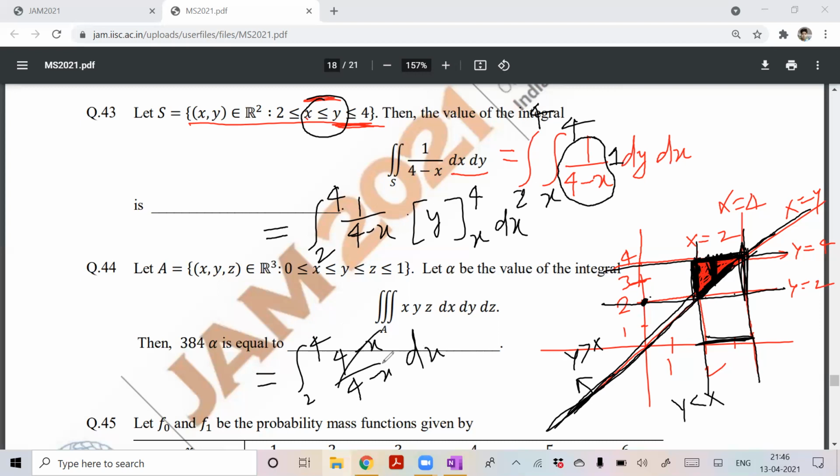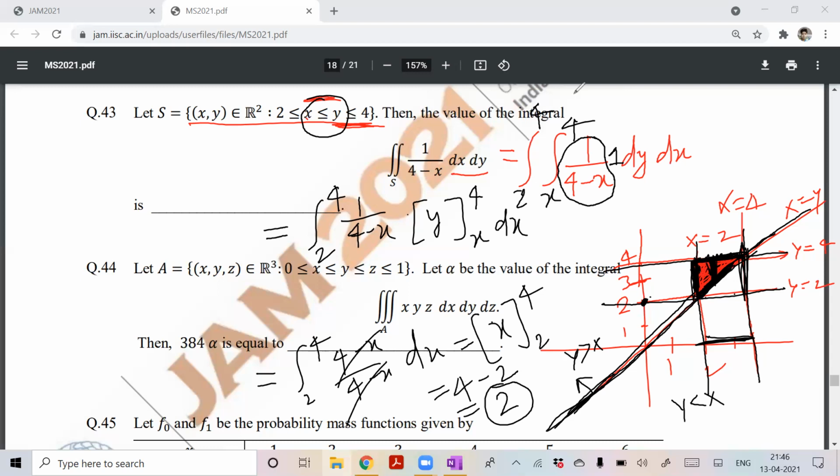Now we have dx. This cancelled out. So 1. Integration of 1 with respect to x is x. The limit is from 2 to 4, so upper limit minus lower limit. 4 minus 2 is 2. So the answer will be 2 for question number 43. So for the 43, the answer is 2.